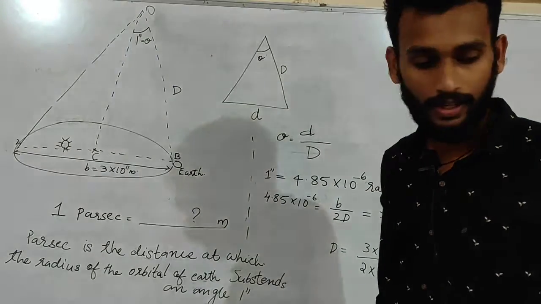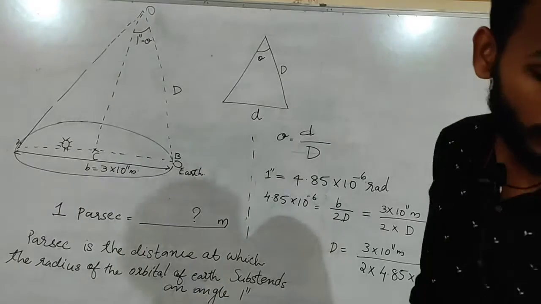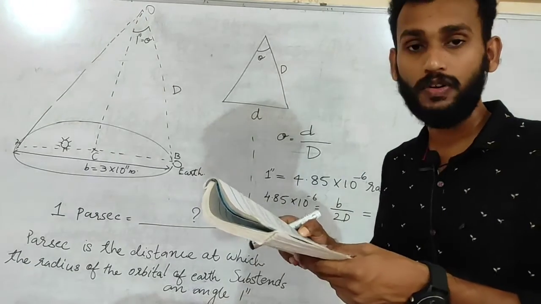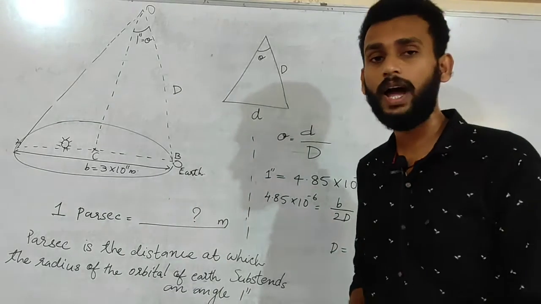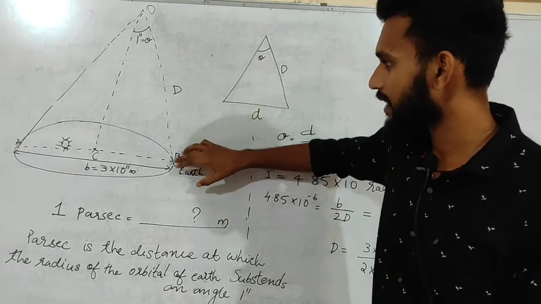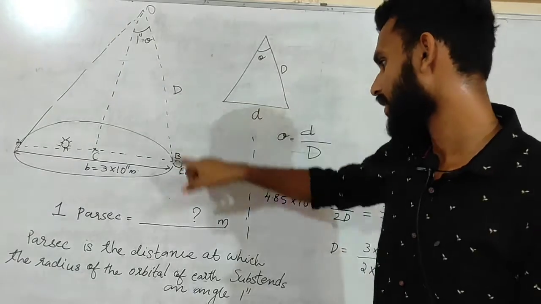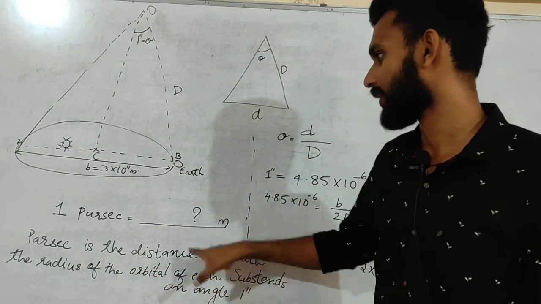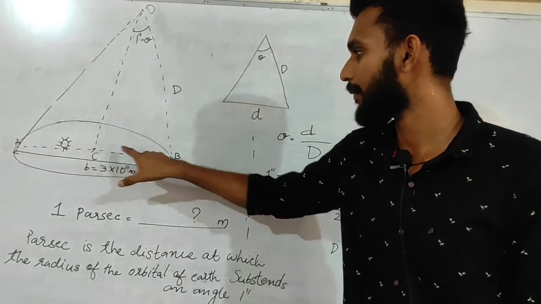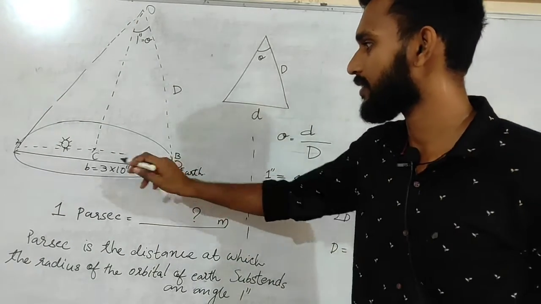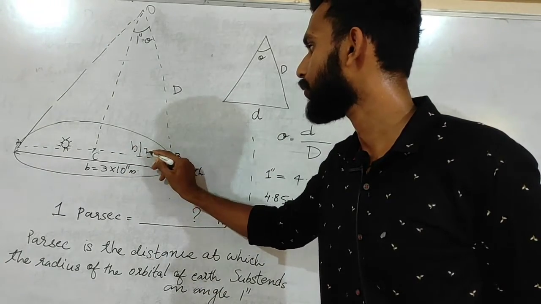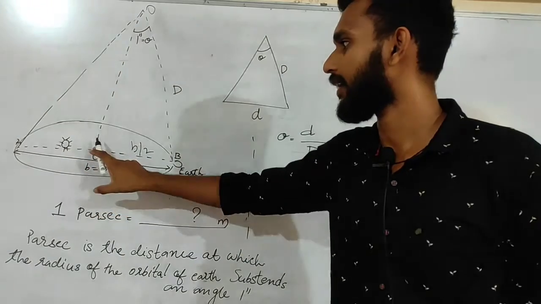Getting it or not? So, here in this case the actual question is how much is the parsec in terms of meters. So, you have to find out the value of 1 parsec in meters. The definition of parsec is the distance at which the radius of the orbit of Earth subtends that angle. The radius of the orbit of Earth is here, it is CB. CB is the radius of the orbit, where C means the center point. So, that means the distance will be B by 2, that means AB is B, and at the center point is CB.